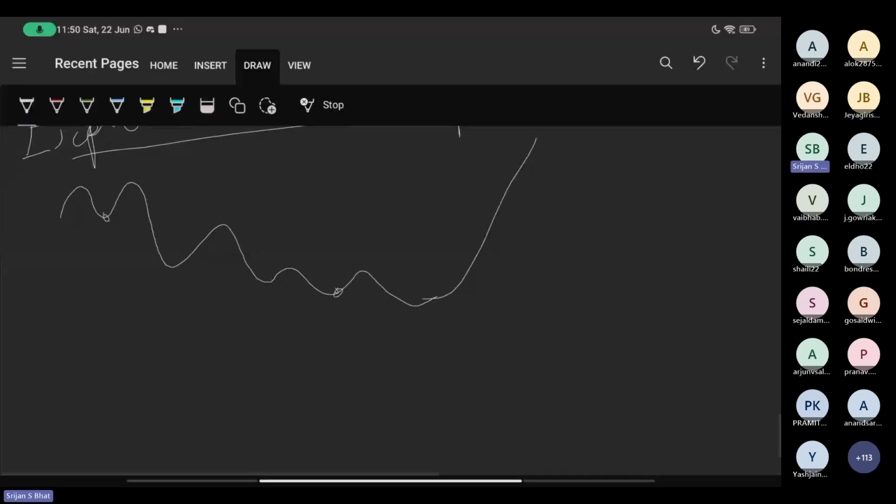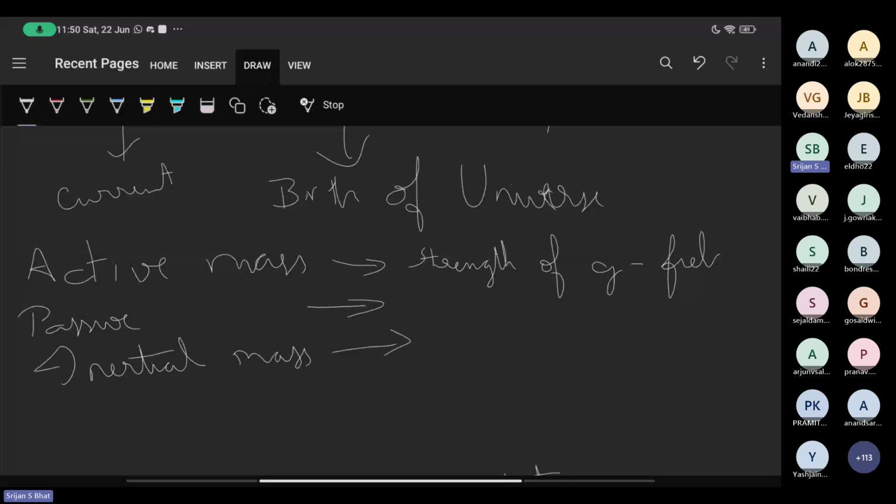Okay, so I hope that is clear. So coming back to active mass is strength of gravitational field, and passive mass is strength of how it interacts with the ground.